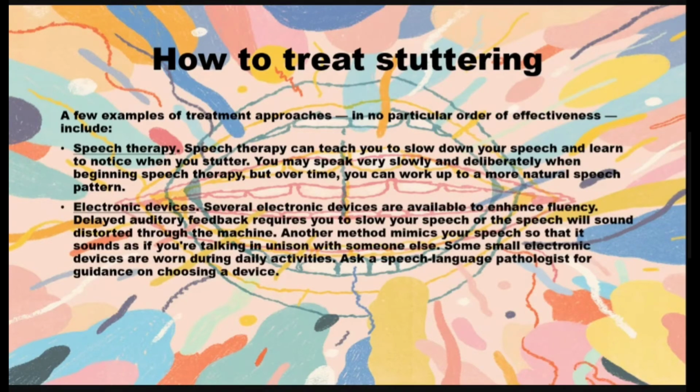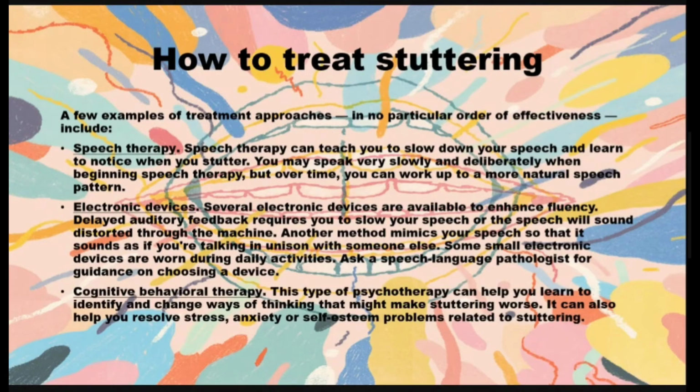Electronic devices. Several electronic devices are available to enhance fluency. Delayed auditory feedback requires you to slow your speech, or the speech will sound distorted through the machine. Another method mimics your speech so that it sounds as if you're talking in unison with someone else. Some small electronic devices are worn during daily activities. Ask a speech language pathologist for guidance on choosing a device.